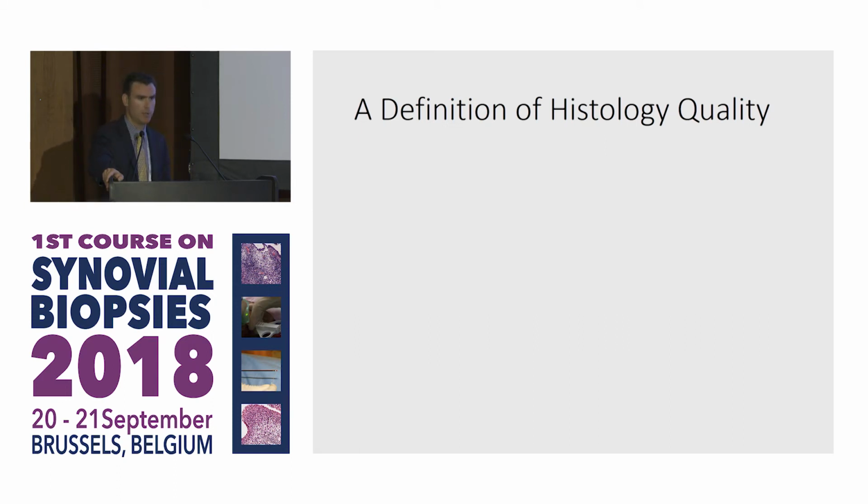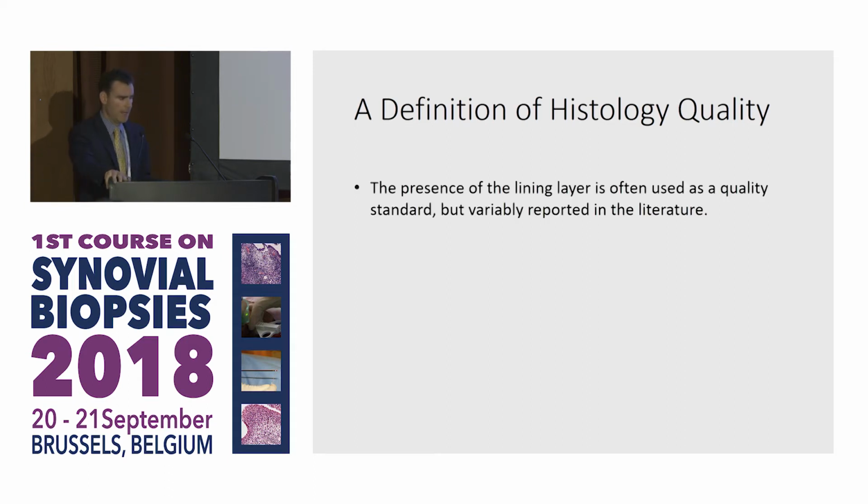So the definition of quality assurance or histology quality has been somewhat elusive, although I think we've made some steps towards achieving a consensus in this regard. Some have proposed, of course, this concept of the presence of the lining layer, and it's often used to define that this tissue is definitely synovial tissue, but it's variably reported in the literature. I think it's worth noting as well that depending on the technique used to biopsy, your chances of collecting a lining layer is greatly increased if you're biopsying from the cavity of the joint.